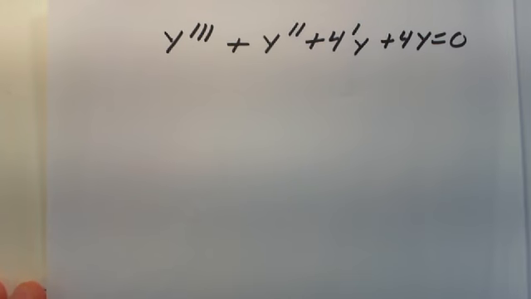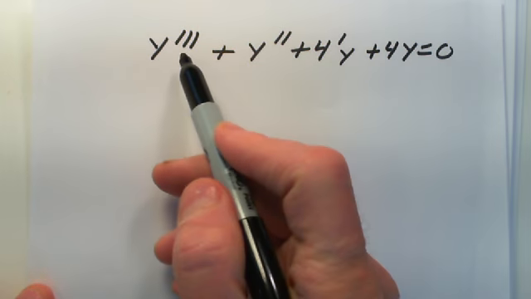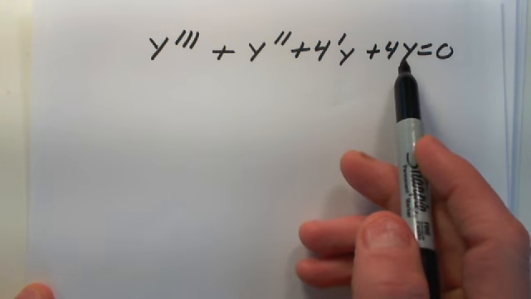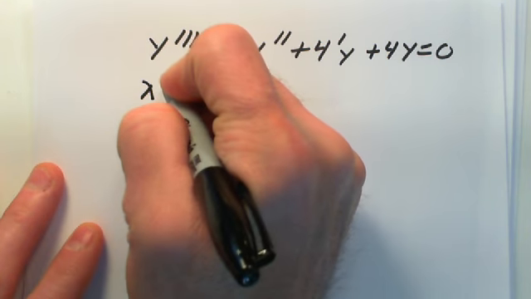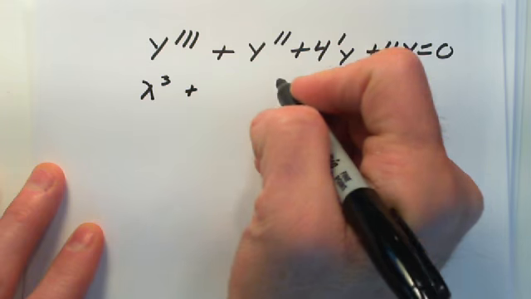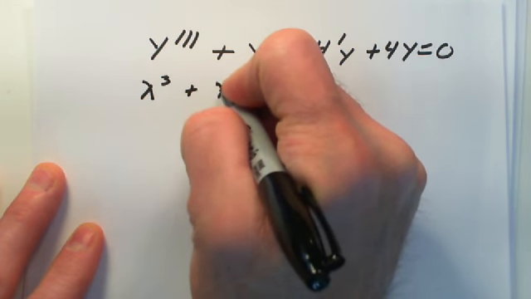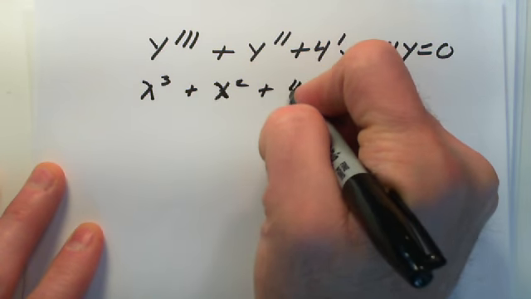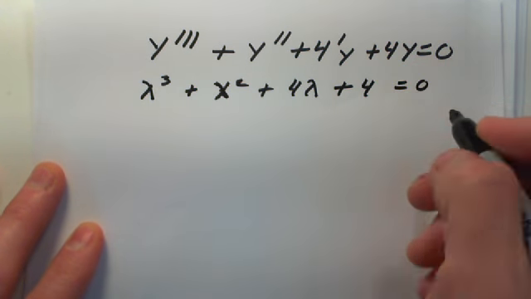Again, these are somewhat similar. Let's look at this differential equation. Let me slide this over a little bit. We have y triple prime plus y double prime plus 4y prime plus 4y. Again, we're going to write that in terms of lambda. We're going to get lambda to the third plus lambda squared plus 4 lambda plus 4 is equal to 0.